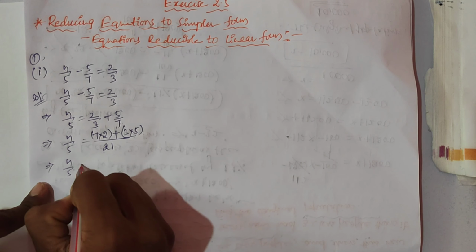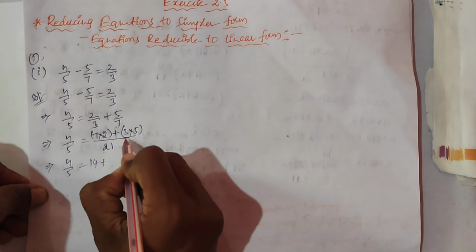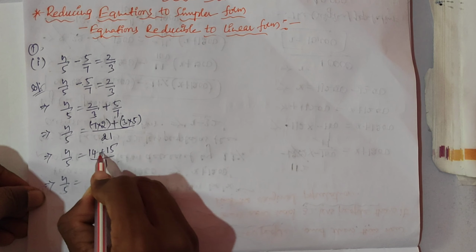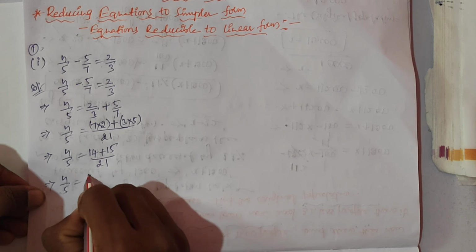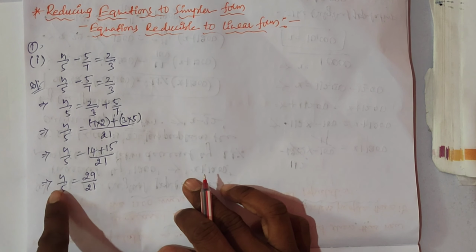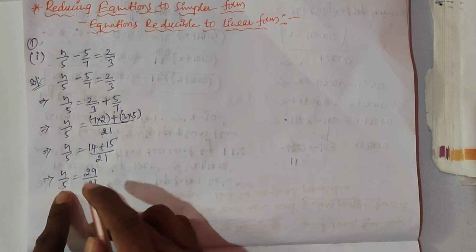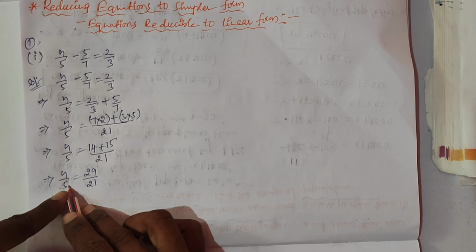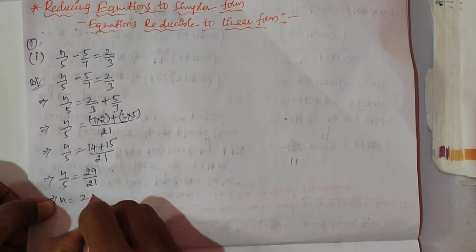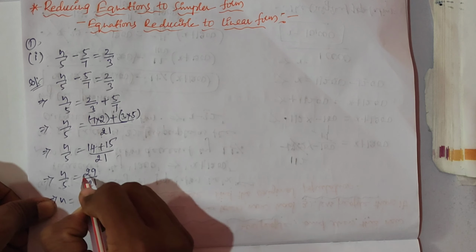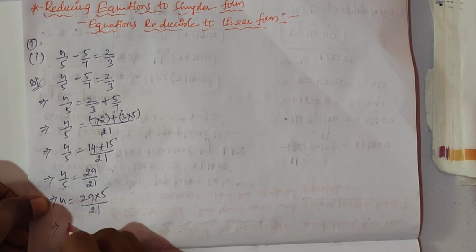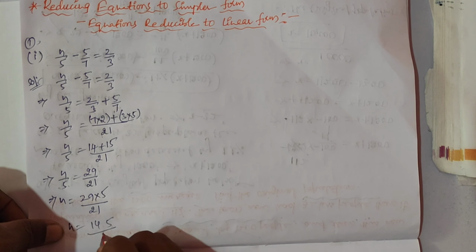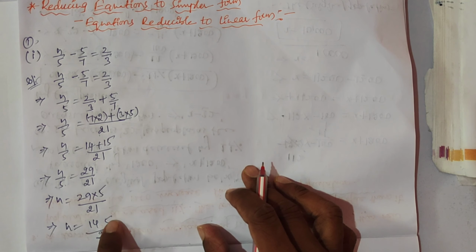This implies n by 5 is equals to, multiplication, 7 2s are 14 plus 3 5s are 15, by 21. This implies n by 5 is equals to 14 plus 15, that is 29 by 21. Now we have to find the value of n. The denominator 5 is there. Now if you do multiplication, the denominator moves across. n is equals to 29 into 5, or you can say by cross multiplication, by 21. This implies n equals 5 9s are 45, 4 is the carry, 5 2s are 10, 10 plus 4 is 14, by 21. Therefore, n is equals to 145 by 21.